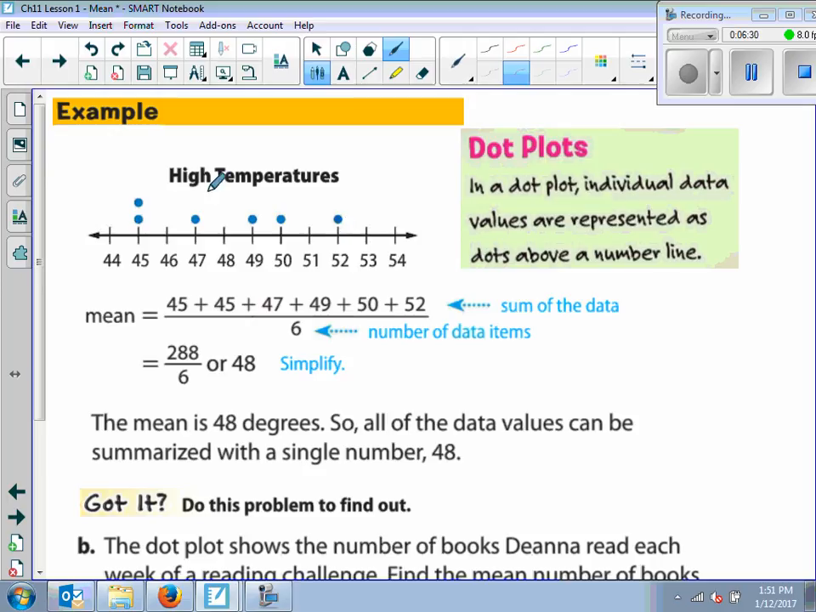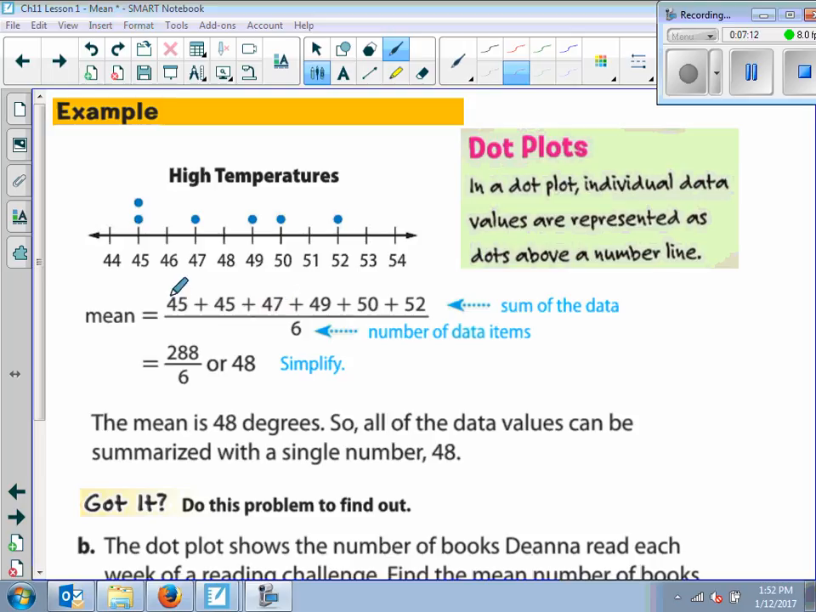To find the mean, we're going to add up all of those data values. That's 45 plus 45, plus the 47, 49, 50, and 52. When we add them all together, we get 288. Then, to find how many data items there are, you add up the dots: 1, 2, 3, 4, 5, 6. So we divide by 6. The average high temperature out of those 6 temperatures is 48.